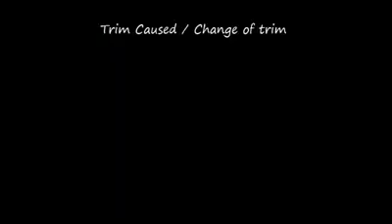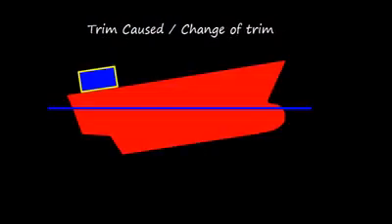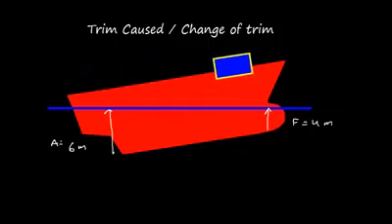Now I'm going to discuss trim cost or change of trim. Say now this is the vessel where the forward draft is 4 meter and aft draft is again I would say 6 meter. Now I shift this weight forward. By shifting this weight forward, my forward draft increases and aft draft reduces. So I will write like this.